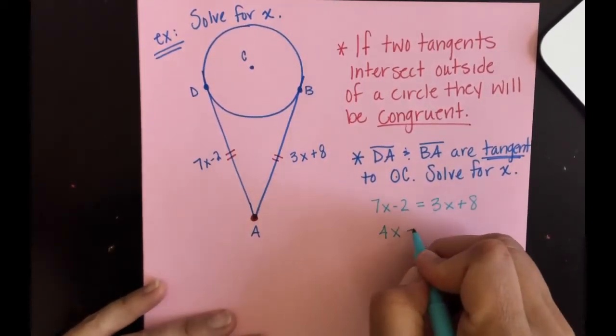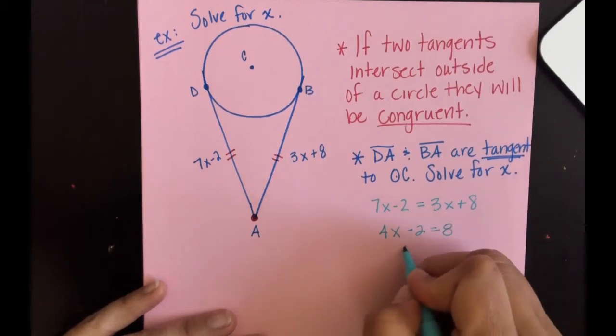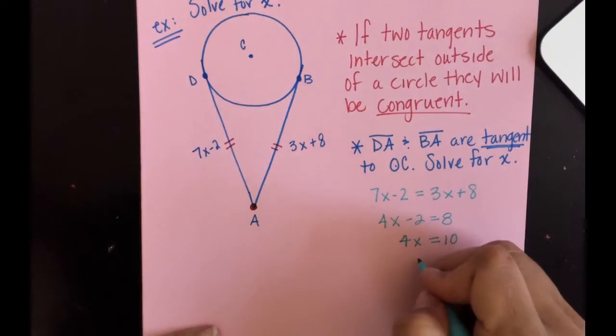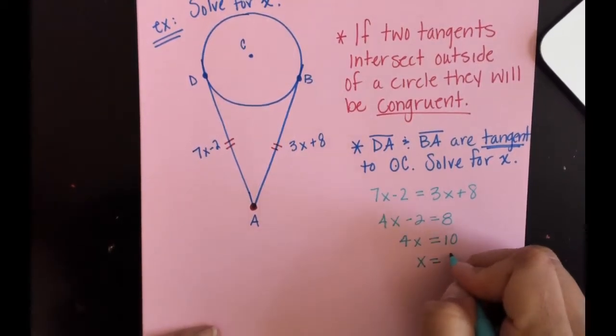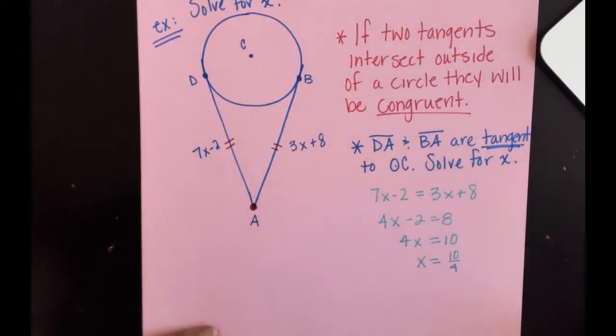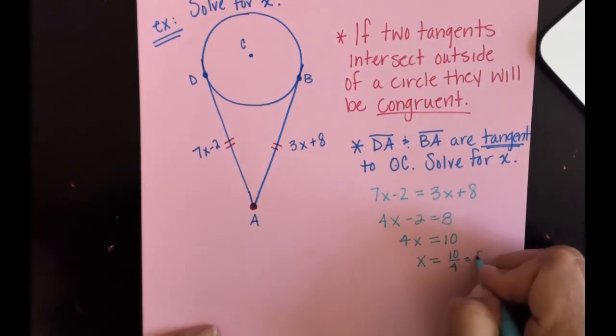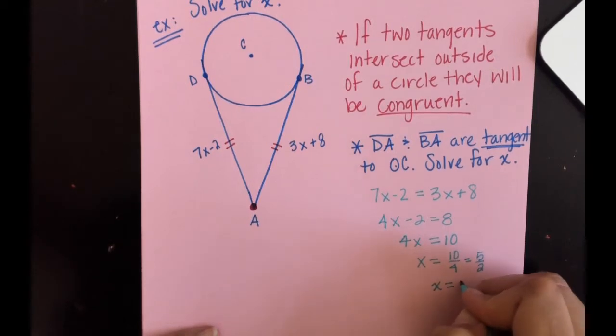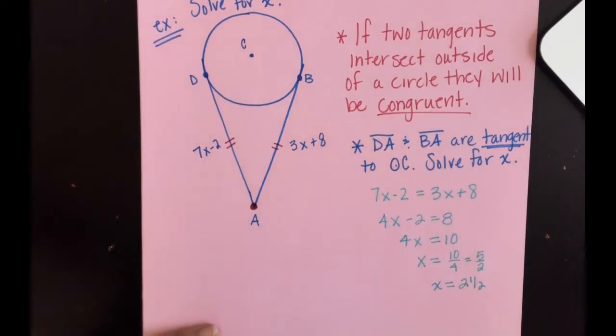Add 2. And when we divide, you end up with 10 divided by 4, which is 5 over 2. So you find out that x is 2.5.